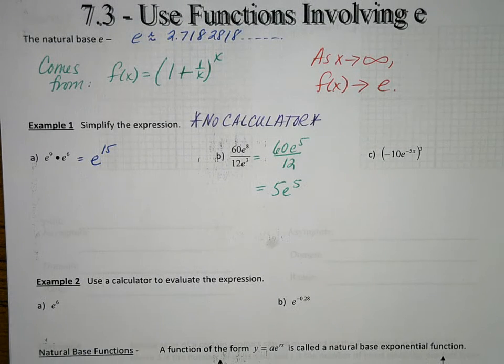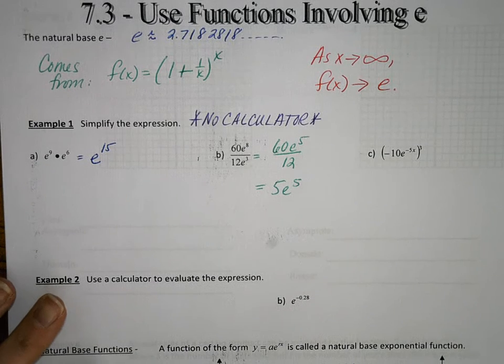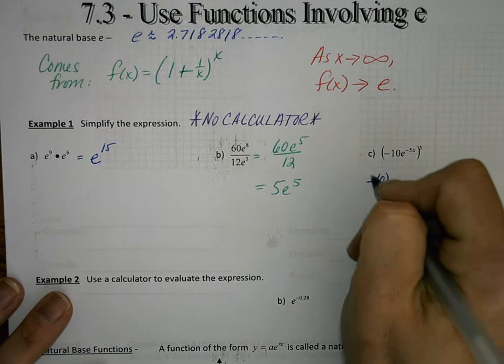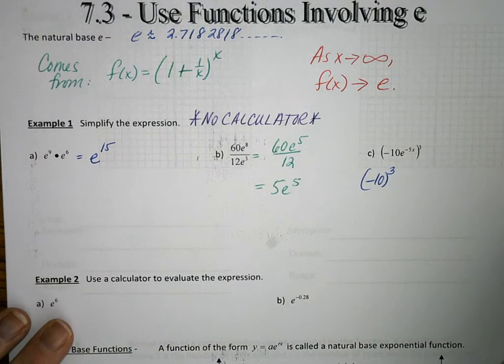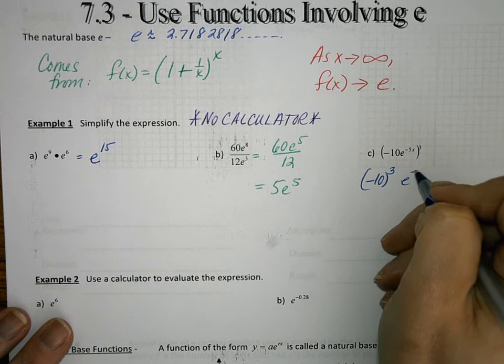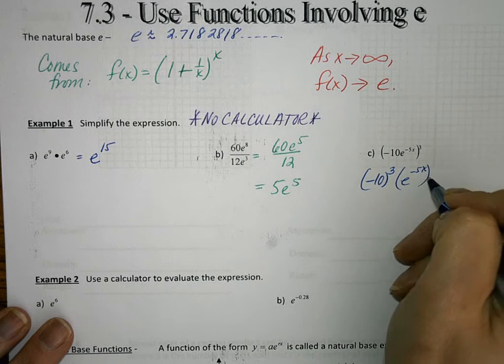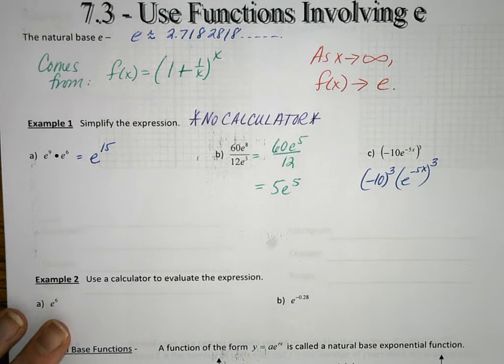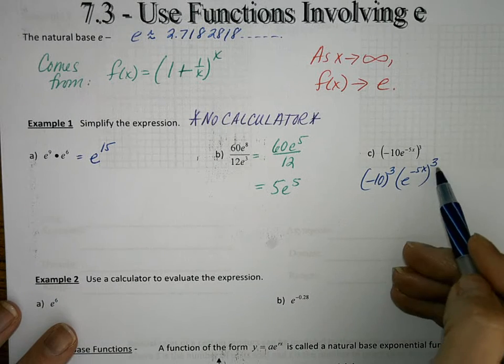Hunter, when you look at C, are you excited? Yeah, what are we going to do in C? All right, we're going to do negative 10 to the 3rd. Okay, so I'm going to take that in 2 steps. e to the negative 5x and then to the 3rd, right? Now, Hunter, what do I do in this situation?